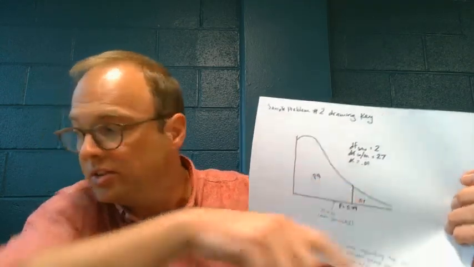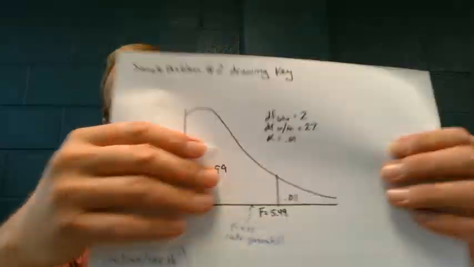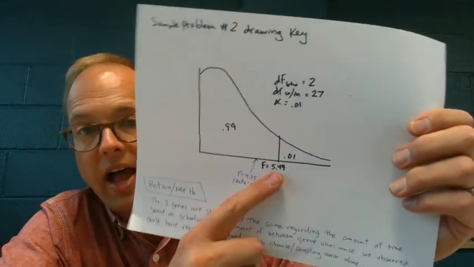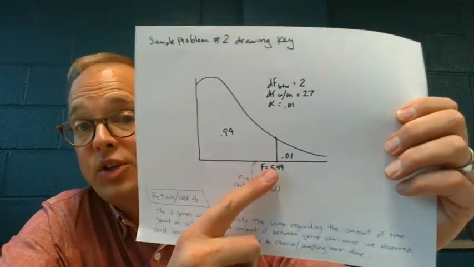Alpha level of 0.01. I then consulted the F table. Degrees of freedom in the numerator is 2. Degrees of freedom in the denominator is 27. And a 0.01 alpha level. So we consulted the bold. And if I read the table correctly, that means that our tabled F value is 5.49.